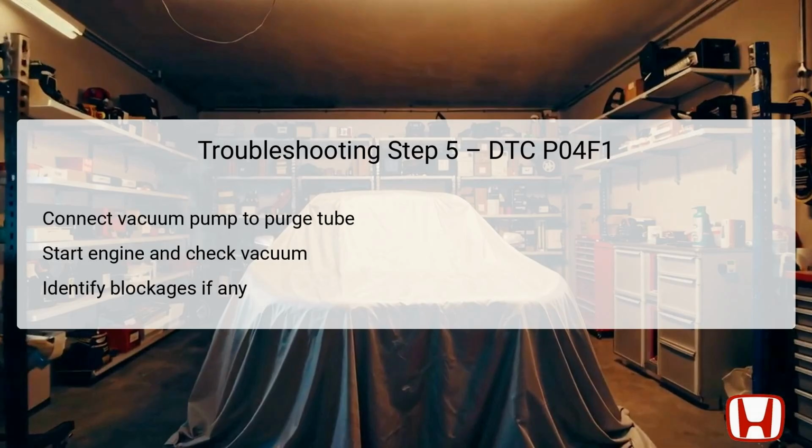A proper vacuum reading indicates that the purge tube is functioning correctly, while no vacuum would imply a blockage along the path between the intake manifold and the EVAP canister purge valve. It is essential to confirm that there are no restrictions in this tube, which could also contribute to the low purge flow detected by the DTC.